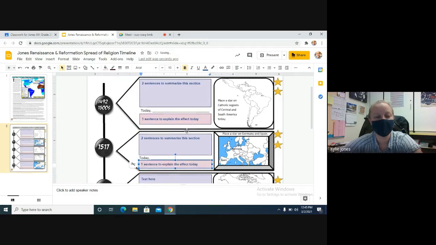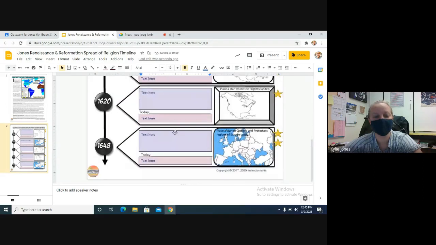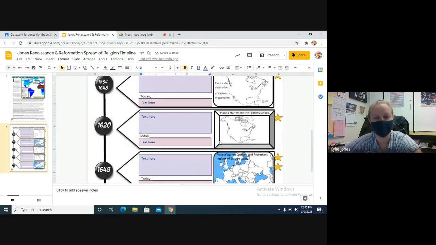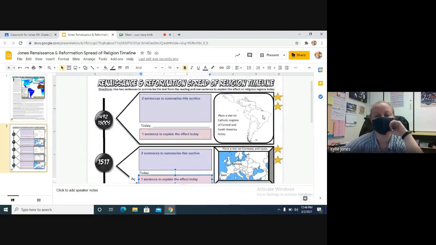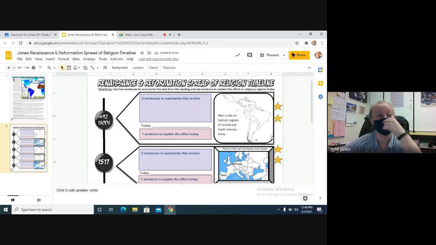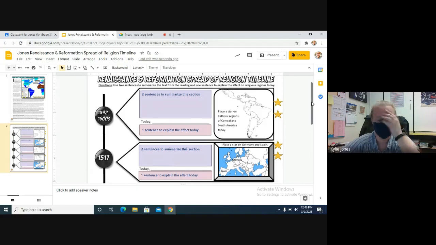So you're doing that over and over, 1, 2, 3, 4, 5 times, for each section. And then doing your best with the maps, placing the stars on the right in the correct place on the map. Does this make sense, what you need to do on these? It's not the easiest task, but you guys can do it. So go ahead and start working on that.